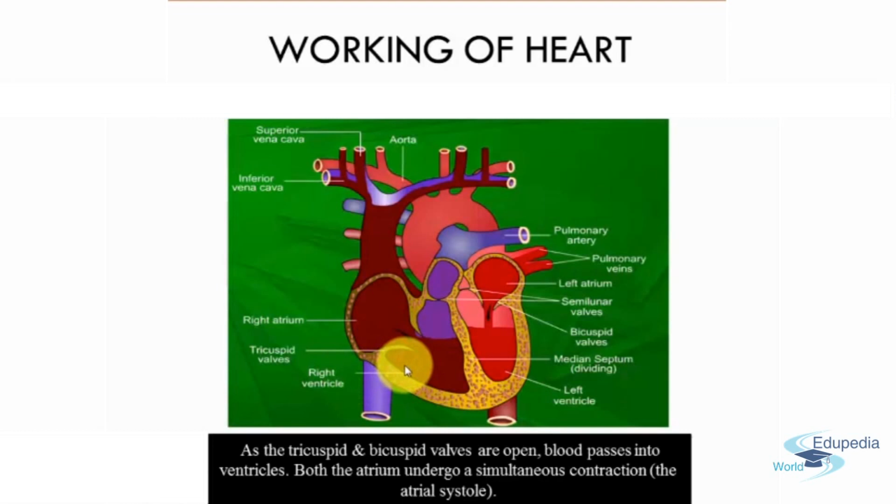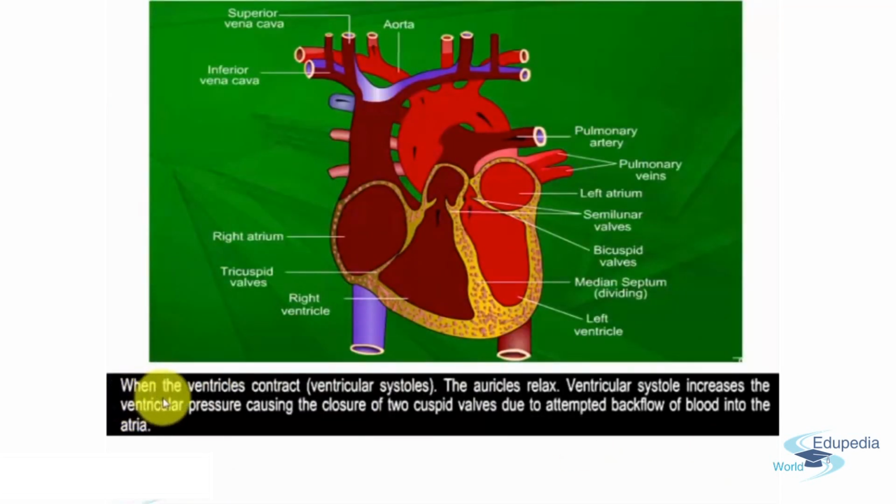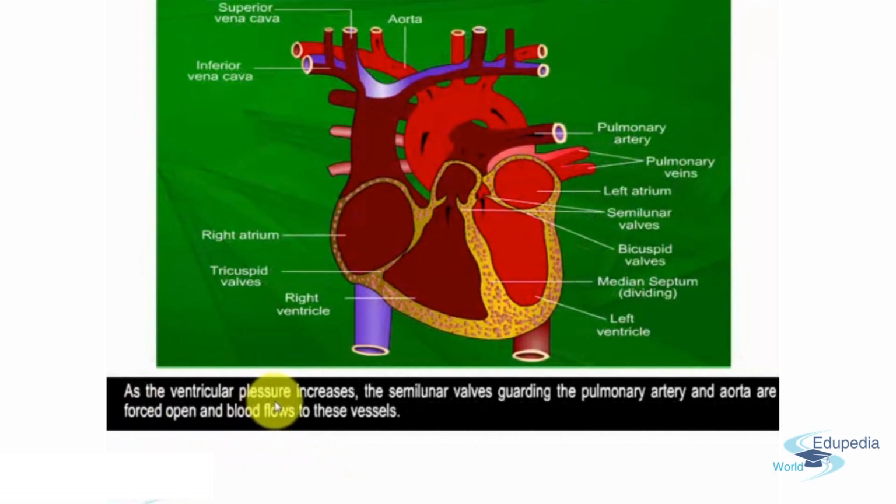which is better known as atrial systole. Now the next step is that when the ventricles contract, the situation is known as ventricular systole. The auricles relax. Ventricular systole increases the ventricular pressure, causing the closure of the two cuspid valves due to attempted backflow of the blood into the atria. Then what happens? As the ventricular pressure increases, the semilunar valves guarding the pulmonary artery and the aorta are forced open, and the blood flows into these vessels. See, you can see here the semilunar valves are forced open and the blood flows to these vessels.